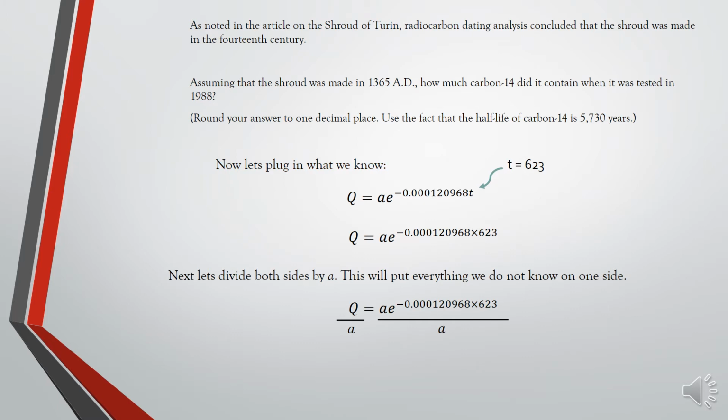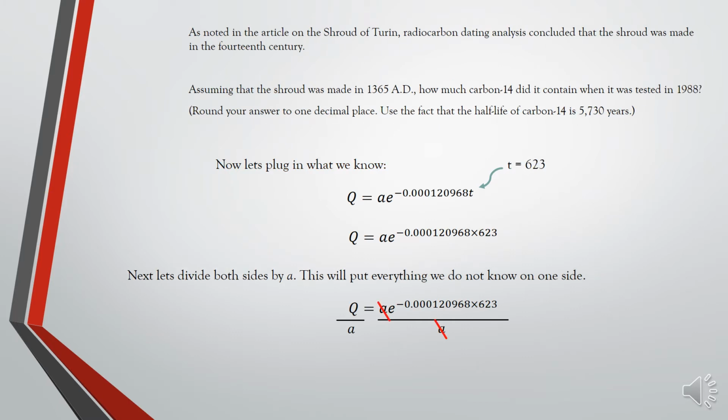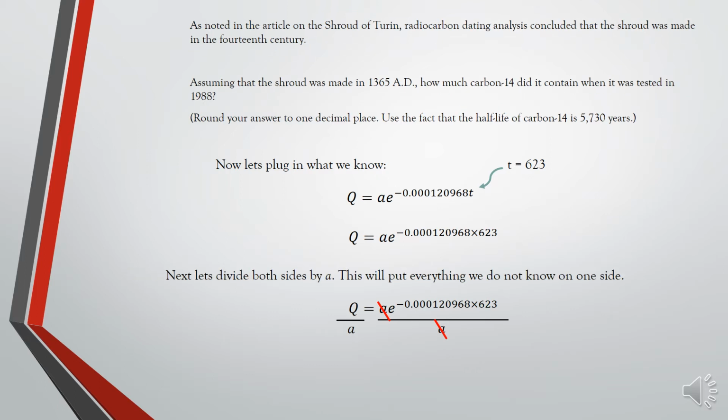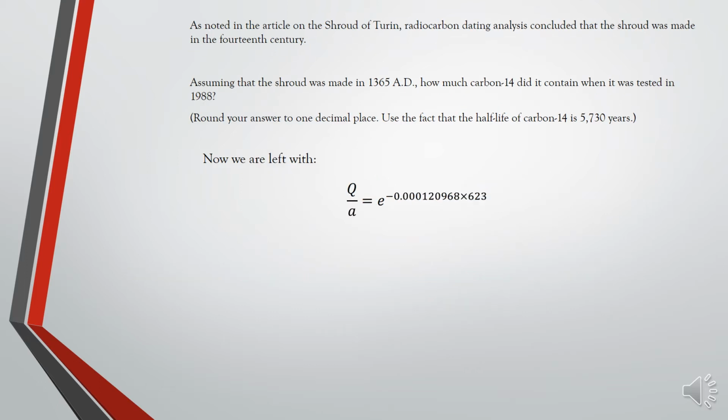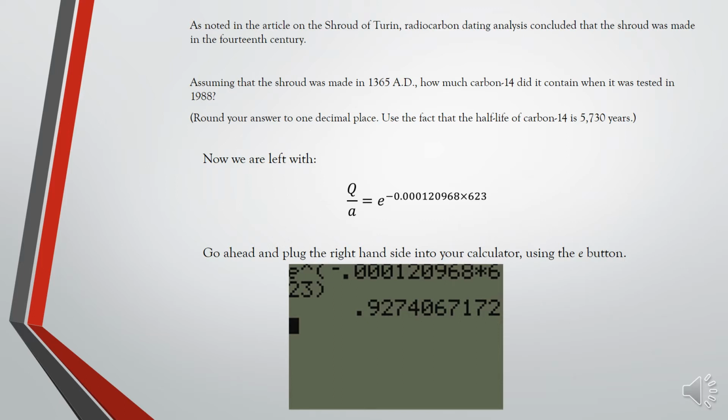All right, so dividing both sides by A, that's going to cancel out the A's on the right-hand side. Now we're left with Q divided by A equals E raised to the negative 0.000120968 times 623. Now you're going to go ahead and plug the right-hand side into your calculator using the E button. And here I have just a screenshot of what that should look like.